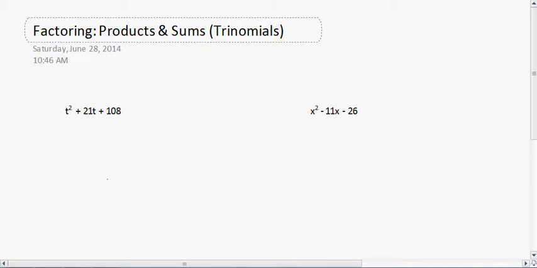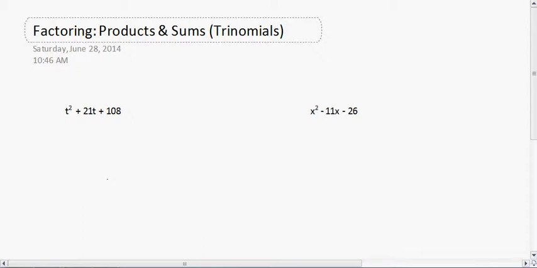Hi there, Math Rockstars. This video is going to take a look at factoring using a method I call products and sums. Some people refer to it as reverse foiling or distributing going backwards, but however you decide to name this process, we're going to be using trinomials in this method. So I'm looking at things with three terms.